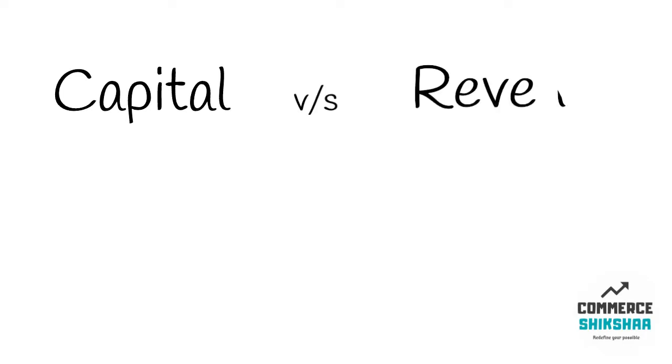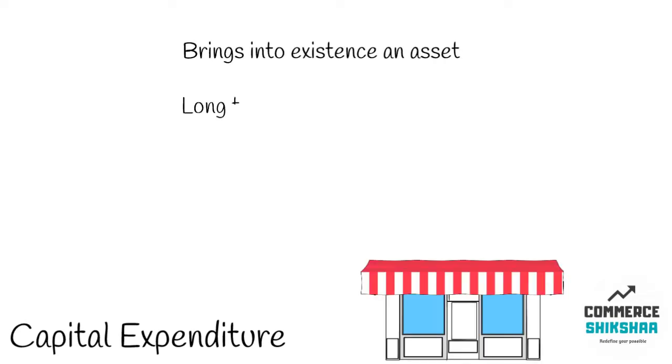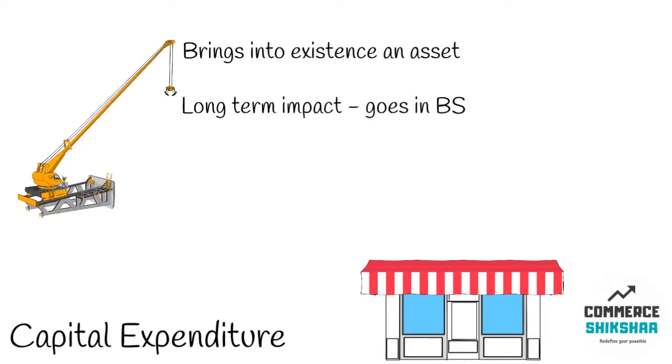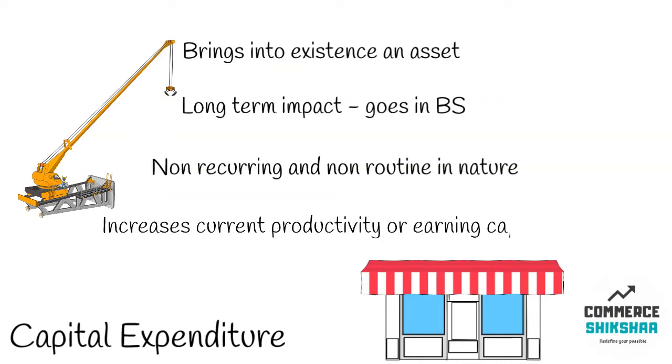Today we'll discuss the difference between capital and revenue transactions. Let's start with what is capital expenditure. Capital expenditure is something that brings into existence an asset. It has a long-term impact and goes in the balance sheet. It is non-recurring and non-routine in nature, and it increases the current productivity or earning capacity of the business.